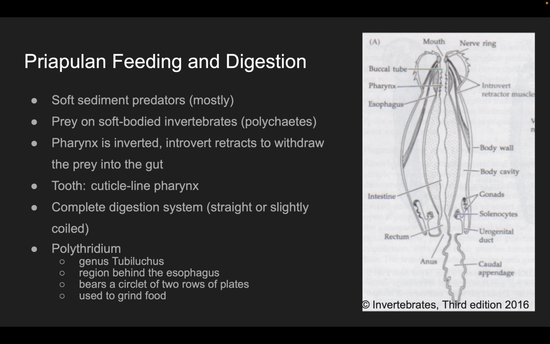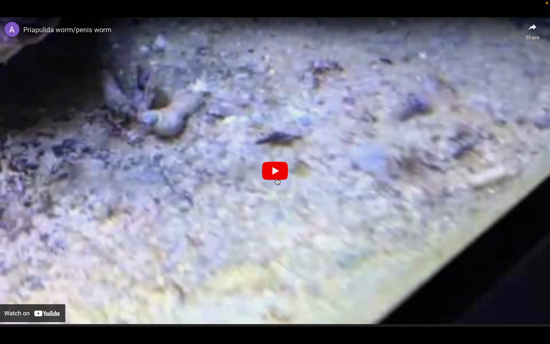In members of the genus Tubiluchus, the stomodeum also includes a region behind the esophagus called the polytrium, which bears a crinkle of two rounds of plates and may be used to clean food. So here's the video of how the pharynx is inverted.